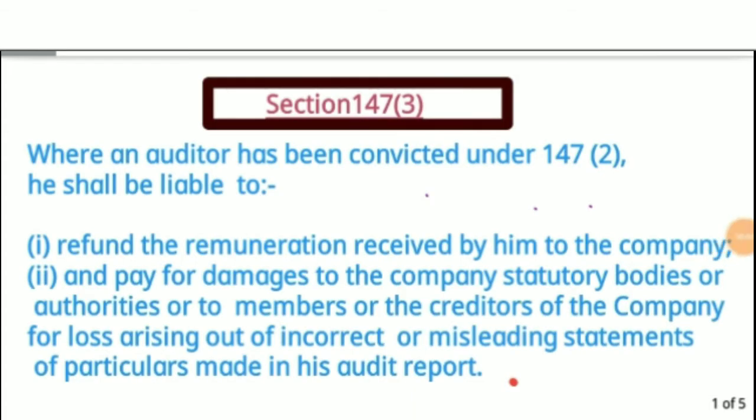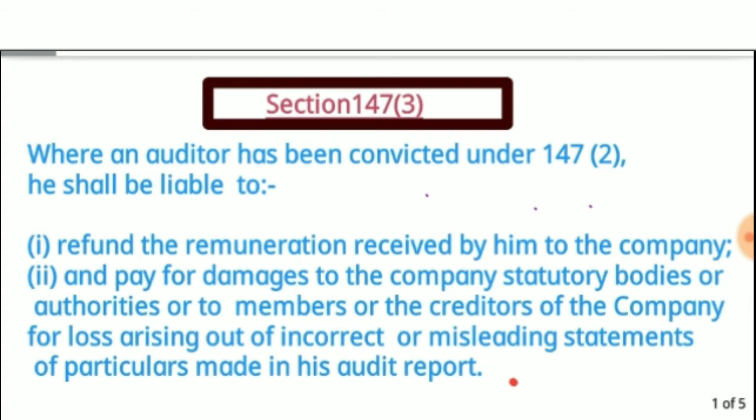Hello, we are moving towards section 147 subsection 3. The entire section 147 has had some amount of changes, so you have to make a careful study of section 147. This is the punishment section, because this is also applicable to the auditor. Then what is provided in section 147?